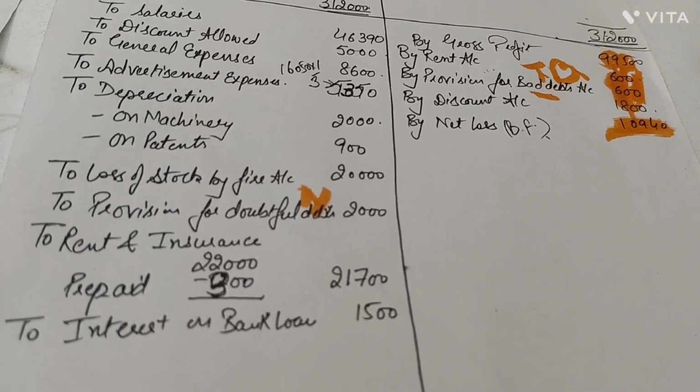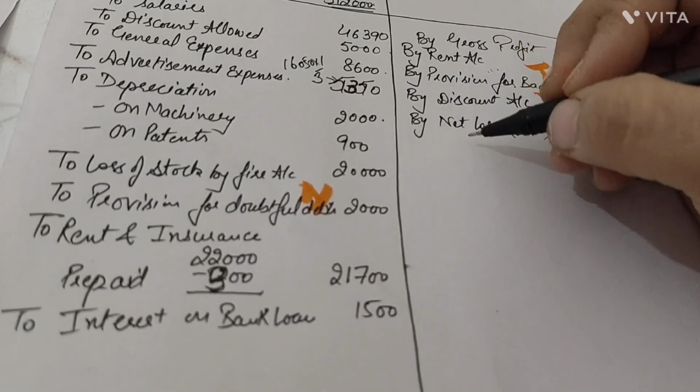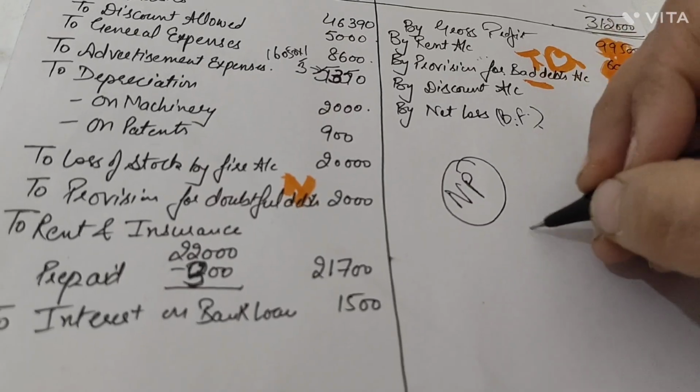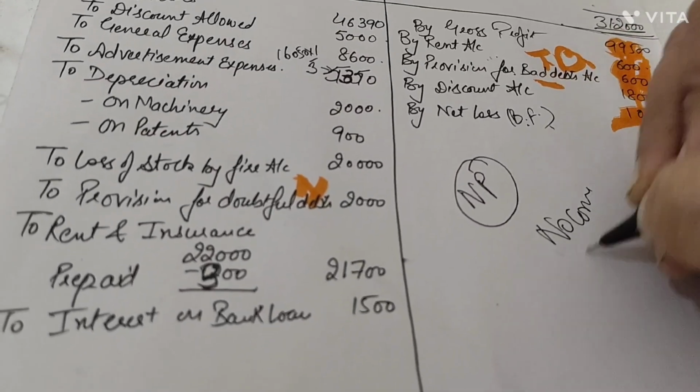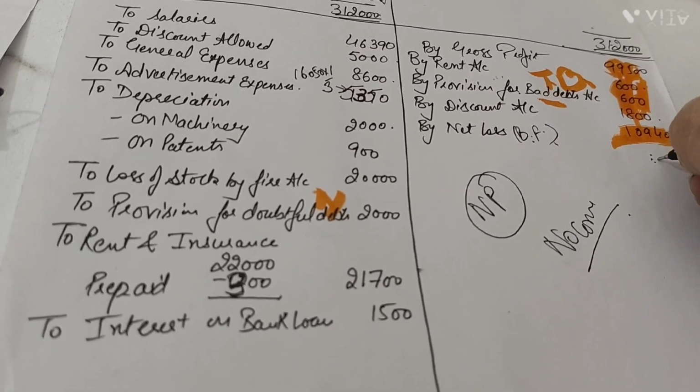But the question was asking us to give a commission to the manager on the net profit. Commission was payable on the net profit. If it is a net loss, then no commission would be given to your manager here. There is a loss in the business. Now how to carry this loss to the balance sheet?